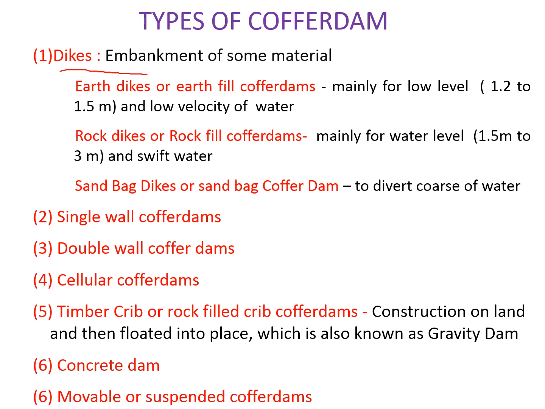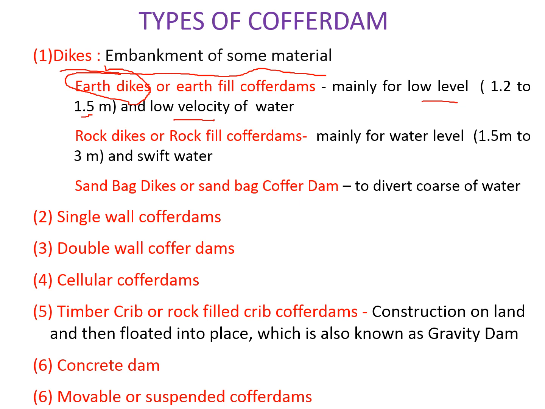So first one is dikes. Dikes is nothing but an embankment of some material, a heap of any material, that is generally called dikes. So these dikes may be earthen dikes, where we heap earth material, and that is called an earthfill cofferdam. Generally it is used for low levels, that is 1.2 to 1.5 meter maximum, and low velocity of water; definitely if we use earth, we cannot utilize water of higher velocity.